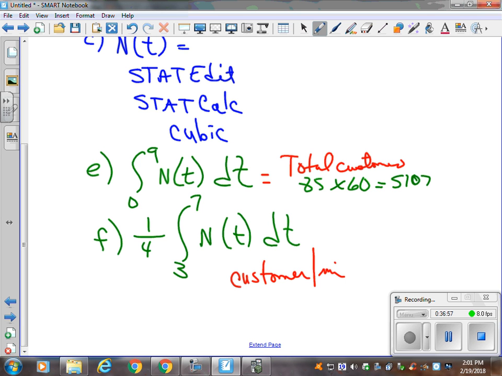All right, so our last one, you're going to go back to your problem, and you're going to insert this 1/4 in front of the integration and change your integration to 3 to 7 to see what the average number of customers entering per minute is, and how I know it's per minute is because it's a rate. It's the number of customers over your time unit, and our time unit is by the minute right now.